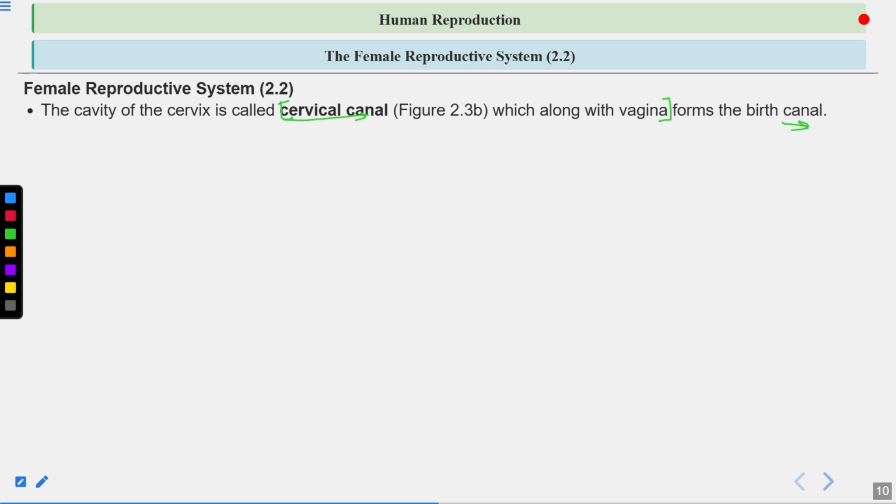Again, a question can come from here. The vagina is made up of what? Or it consists of which parts? Or the birth canal consists of which parts? So the birth canal consists of the cervical canal as well as the vagina.